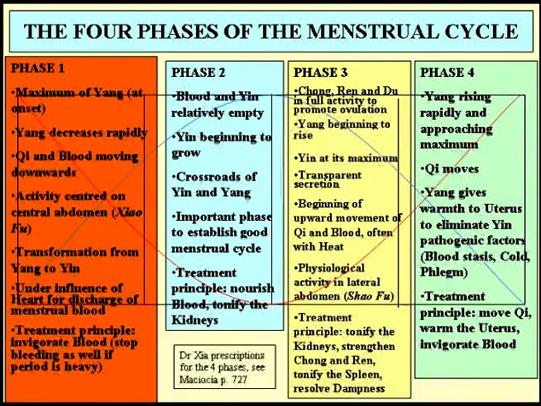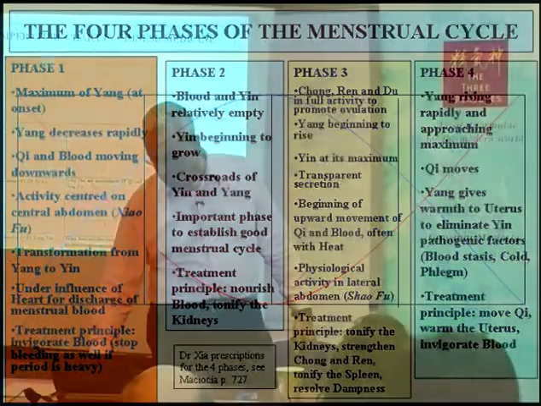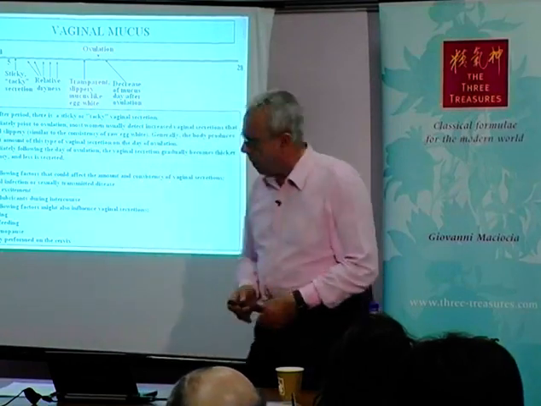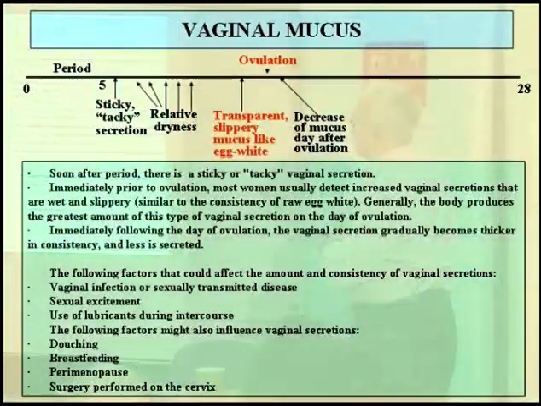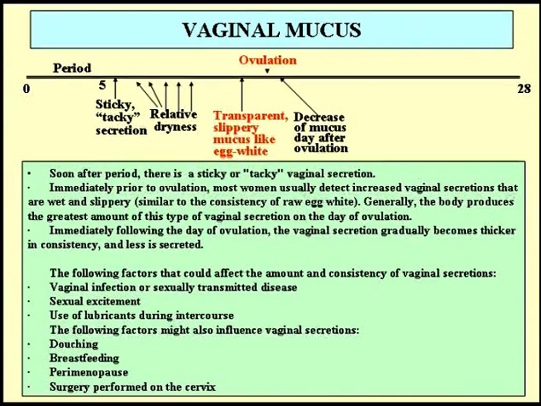Yang is rising sharply, which is reflected in the rise of temperature immediately after ovulation. Yin reaches its maximum and then it decreases. And at this time, just before ovulation, you have a transparent secretion. And let's look at that for a moment. That is the vaginal secretion, the cervical secretion rather.